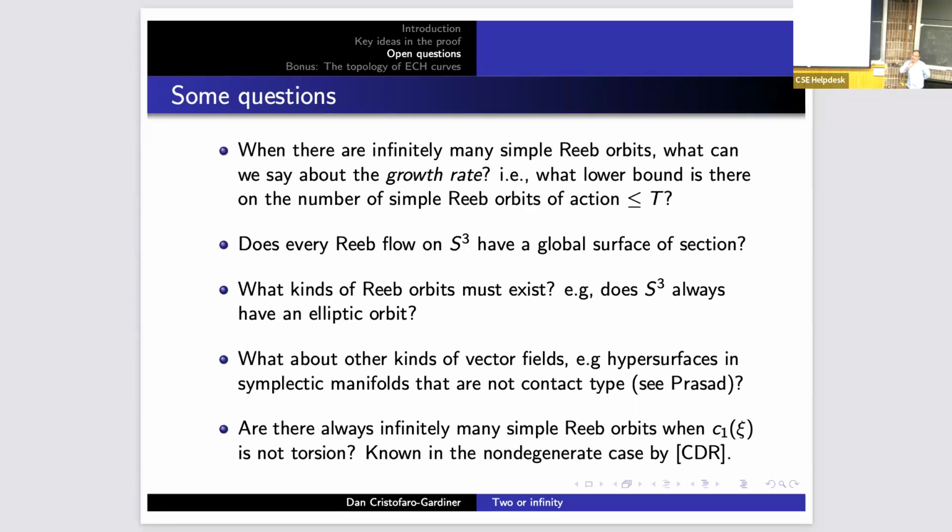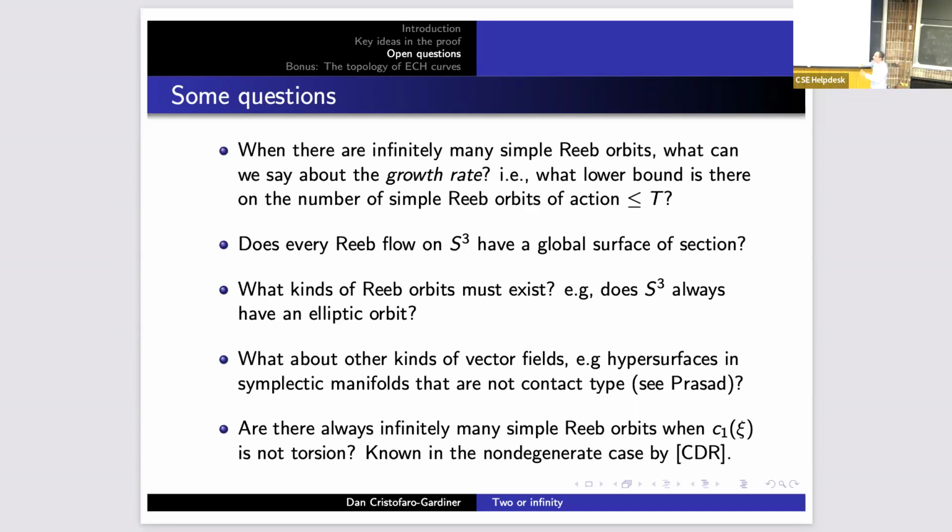So when C1 is not torsion, can you still find a cylinder, or do you use some different arguments saying that there should be infinitely many? Well, we don't know how to do it when C1 is not torsion, but you're saying in the non-degenerate case, what do CDR do? Yeah, that's a very interesting thing.